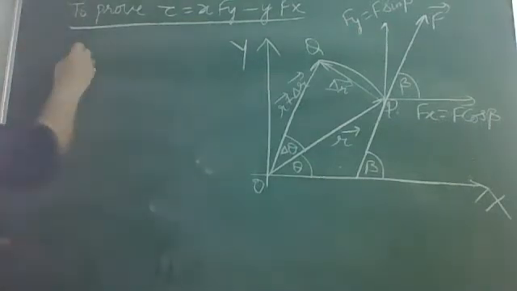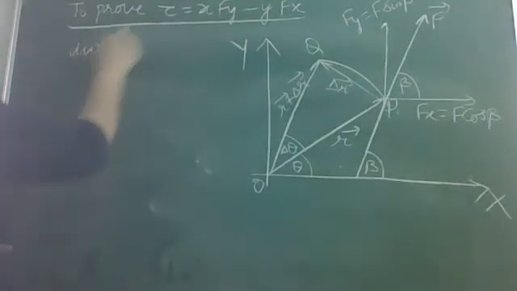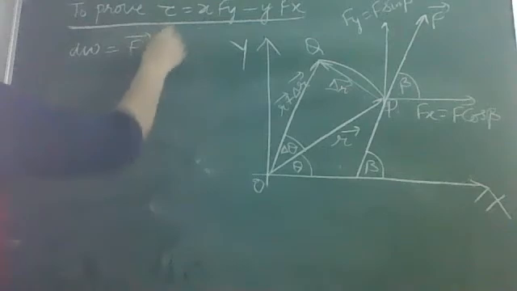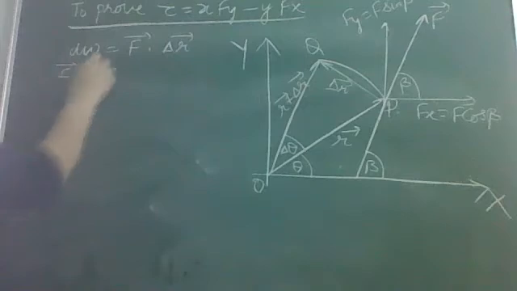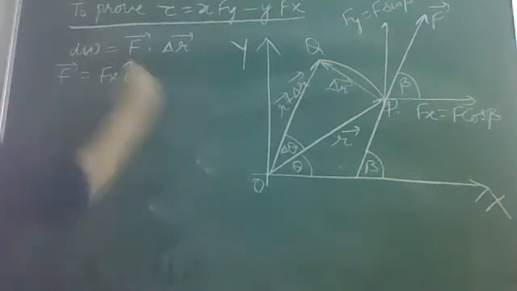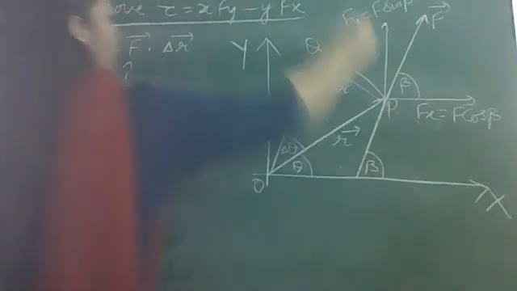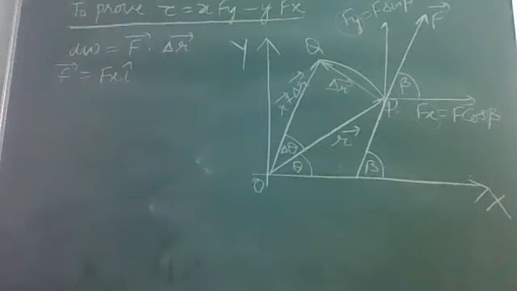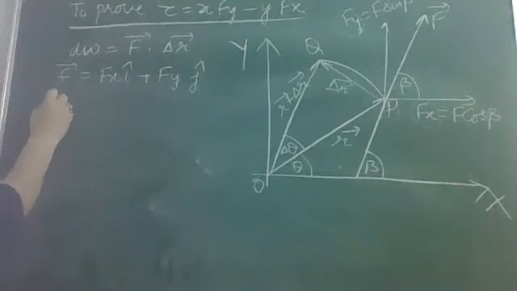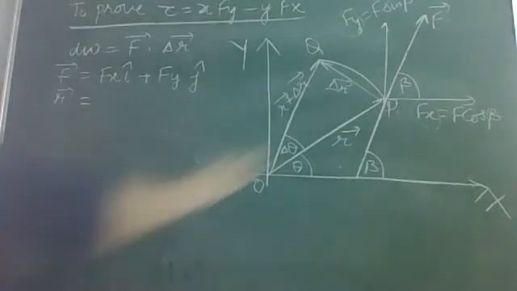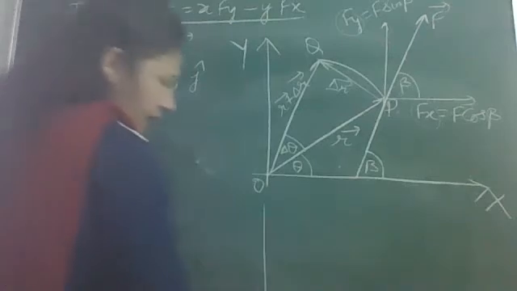Now, what is a small amount of work done in displacing it? Force into displacement. Okay. Now let us write first of all F in vector form. It has two components, Fx and Fy. So we can write force vector in vector form as Fx i cap plus Fy j cap. And R vector, this position vector is having two coordinates, X and Y.